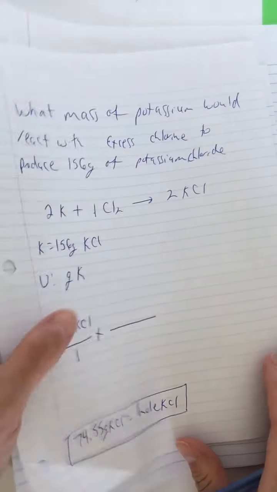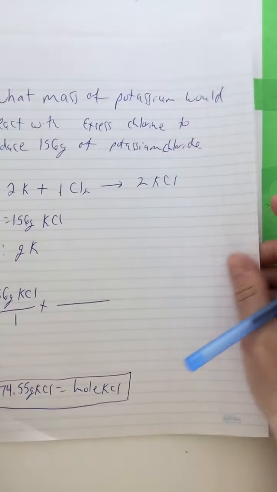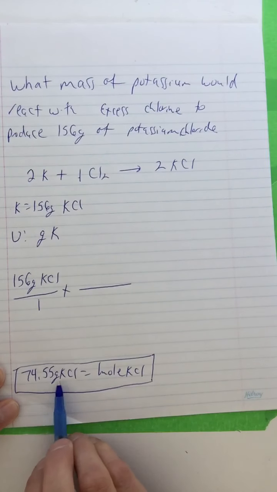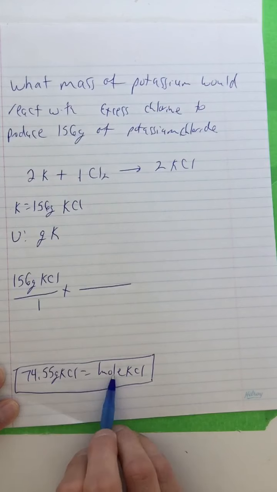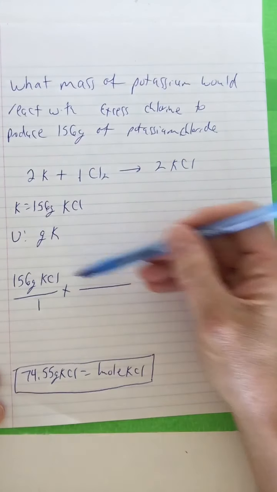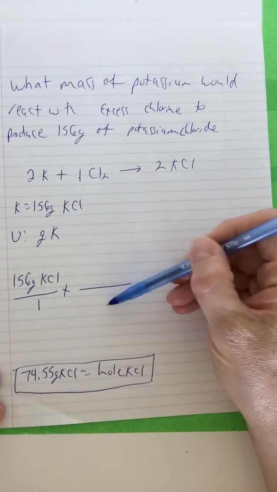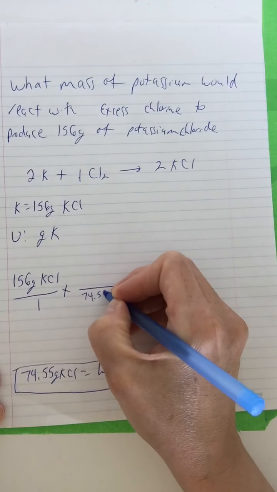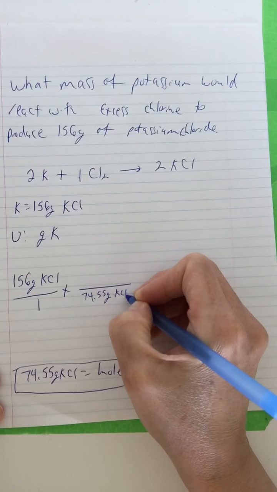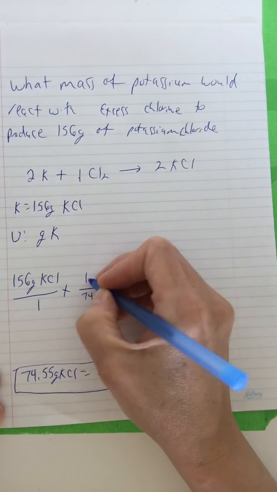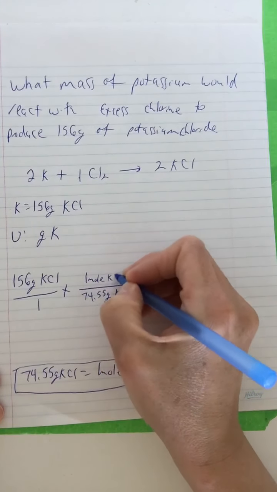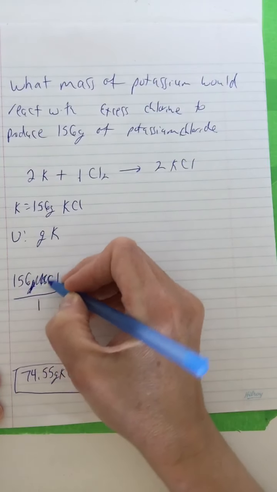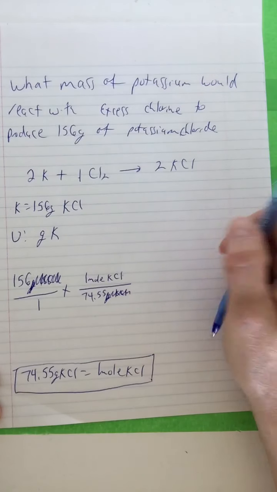Okay, so now we have a conversion factor that includes grams of KCl and moles. So I want to put grams of KCl on the bottom because I have to cancel that unit out. So 74.55 grams of KCl is equal to 1 mole of KCl. Grams of KCl get to cancel, and I'm left with a mole of KCl.